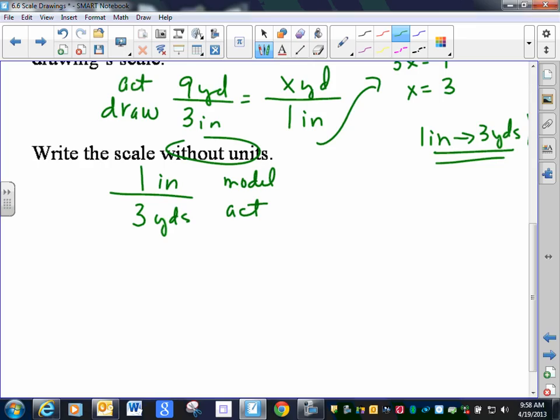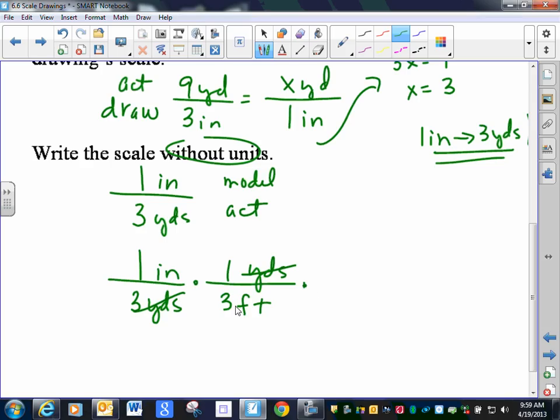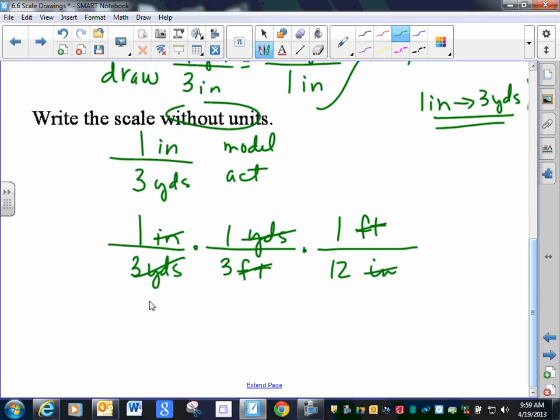But now it says write it without units. The only way I can write it without units is if I can get these guys to cancel. And I know I can get from yards back to inches with a couple conversion factors. So let's look at what we've got. We need to turn the yards into feet. So 3 feet, 1 yard, the yards will cancel. Now I got to get from feet to inches, just like we did in an earlier problem. 1 foot is 12 inches. Now my feet cancel, but also my inches cancel. So now I have no units, which is what they're asking me to do.